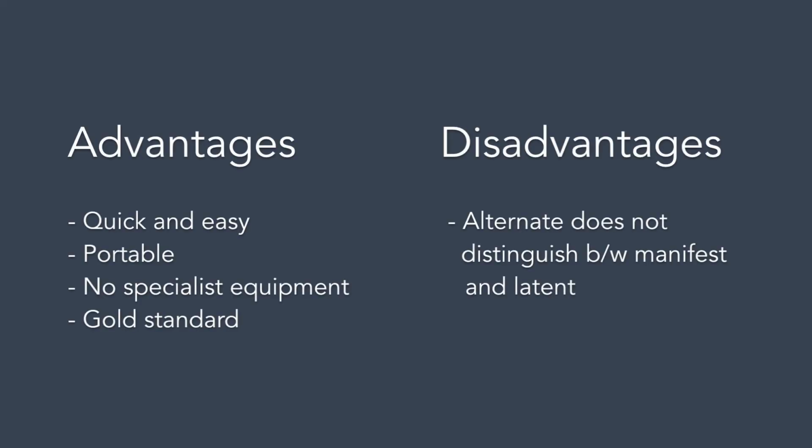The cover test has a number of pros and cons. Its advantages are that it is quick and easy to use, it is portable and requires no specialist equipment, and it is the gold standard for detecting and diagnosing strabismus. In terms of its disadvantages, the alternate component of the cover test cannot distinguish between manifest and latent components.